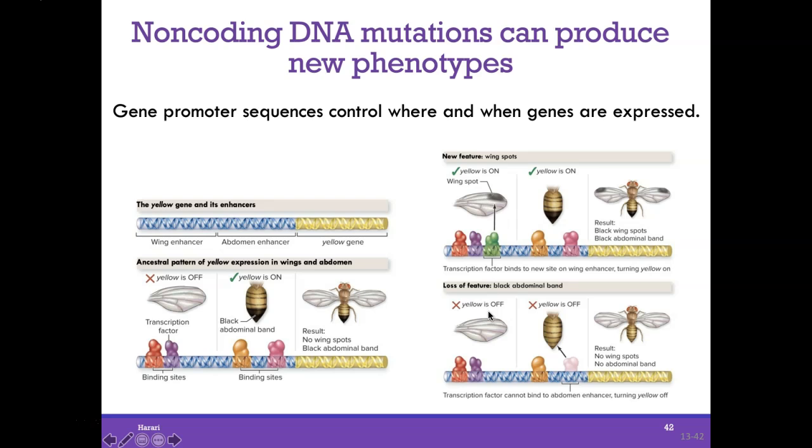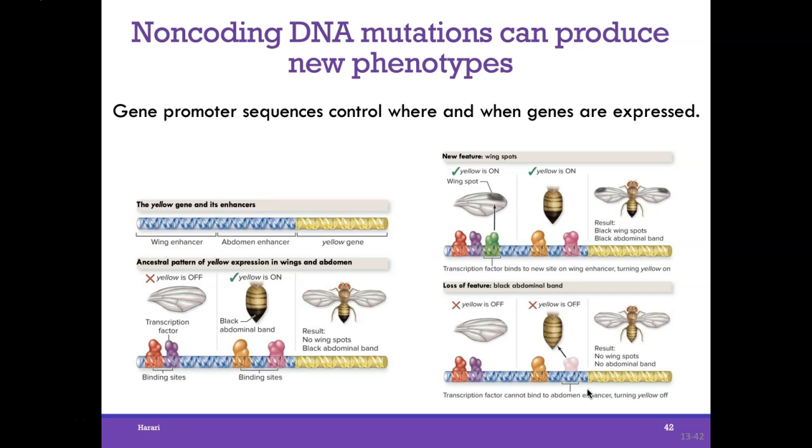There could also be a mutation that doesn't allow this transcription factor to bind to the abdomen anymore. And that would cause a fly to form without any abdominal band. So again, just by controlling regions that are outside of the genes, we can control whether or not a gene will be expressed and when and where it will be expressed.